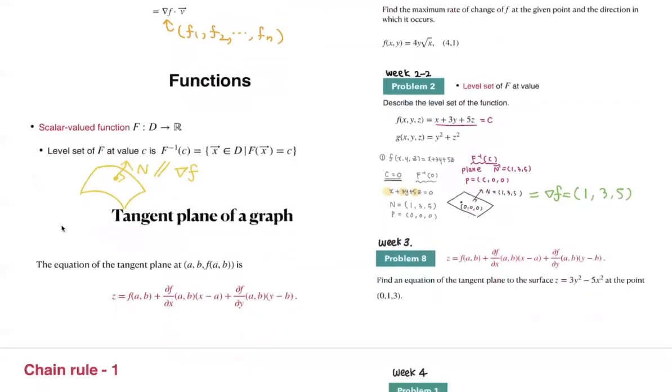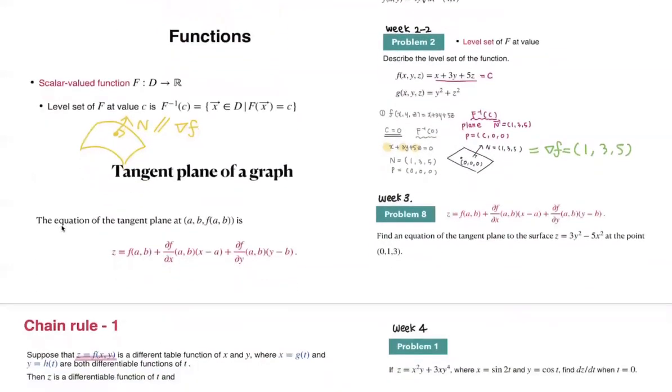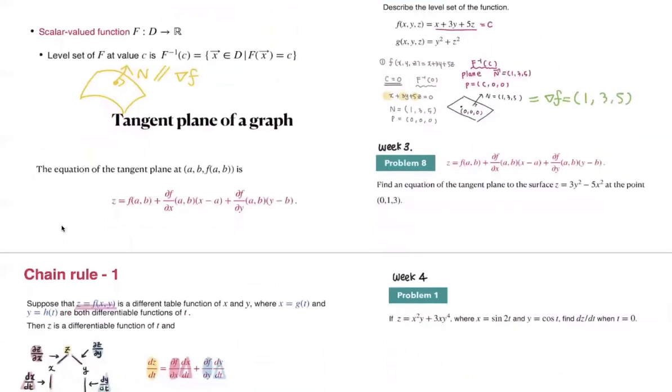And we can find the tangent plane of a graph. So it is given by 1 point, and this is the tangent vector. This is also the tangent vector. So we can find the tangent plane of the graph.